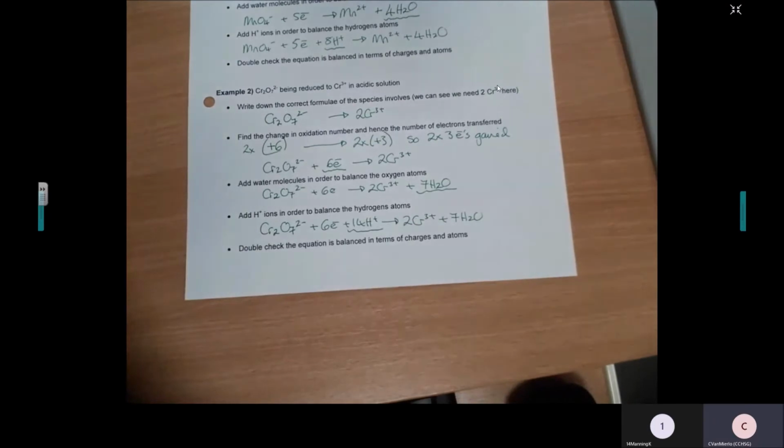Okay, so whenever we're doing this with half equations, obviously you need to make sure you've got your electrons showing. Clues in these questions are that we're just saying one thing being reduced to the other. It's not reacting with something. So that's indicating that that would be a half equation there.